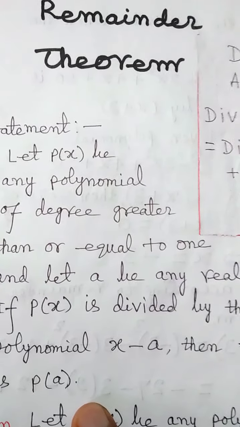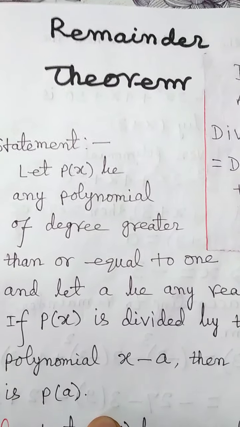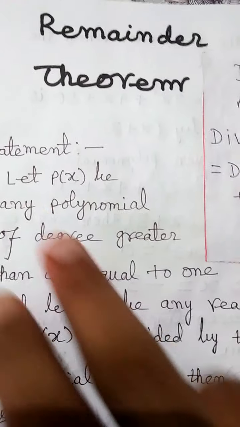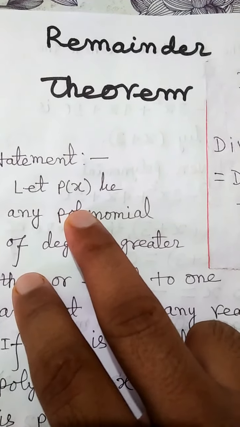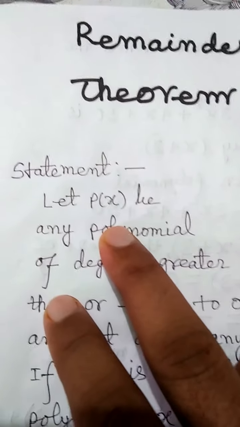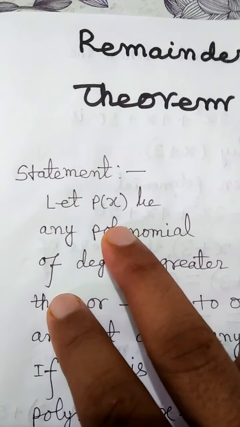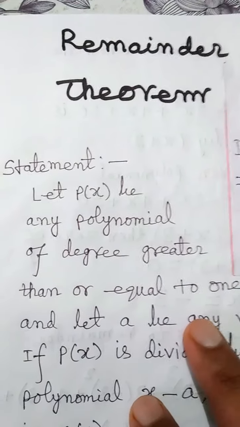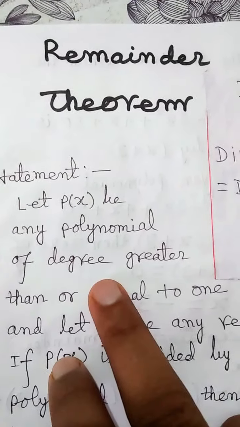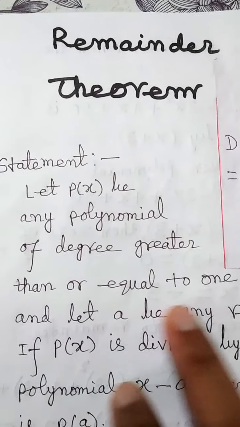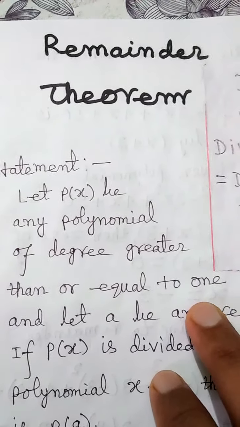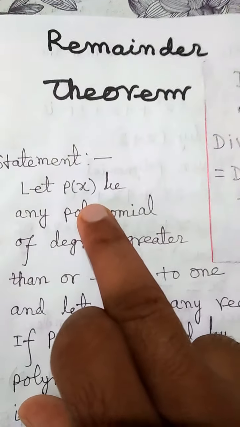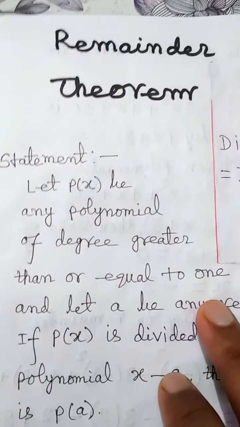How will it be proved? What is required here? Here given is a polynomial, that is P(x). Its degree is greater than or equal to 1. The degree of this polynomial is either 1 or greater than 1.